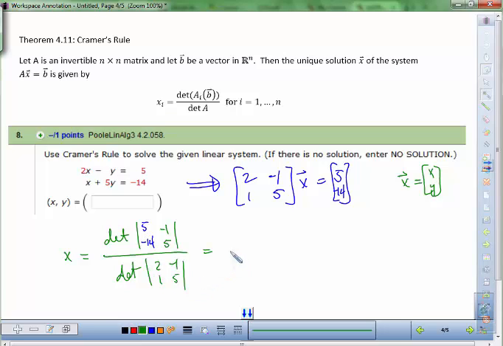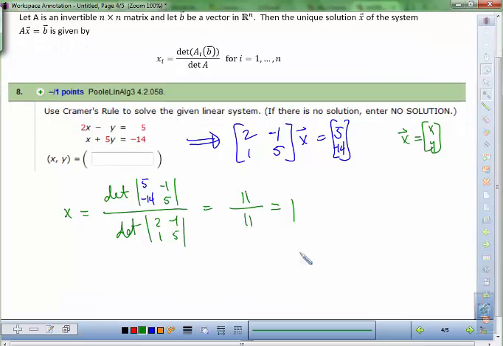So this is going to give us 10 minus 1, so that's 11. And then this is going to give us 25 minus 14, which is 11. So the first component should be 11 over 11, which is 1. And then to get the y, I guess I don't need the det here, since I'm going to use the vertical bars.